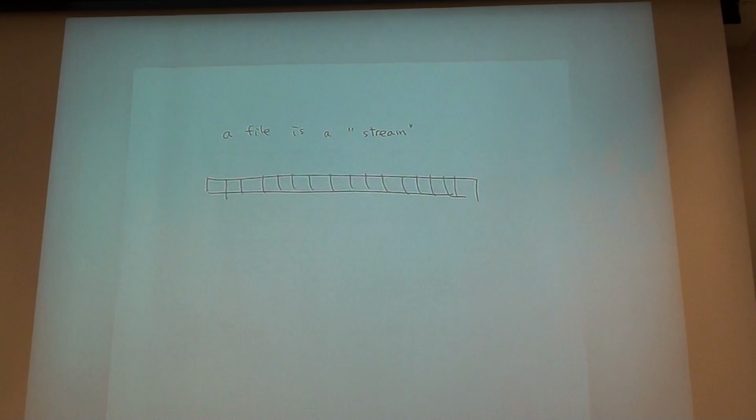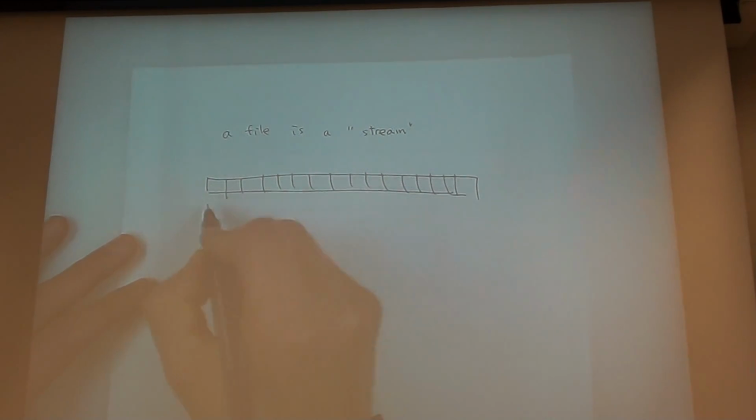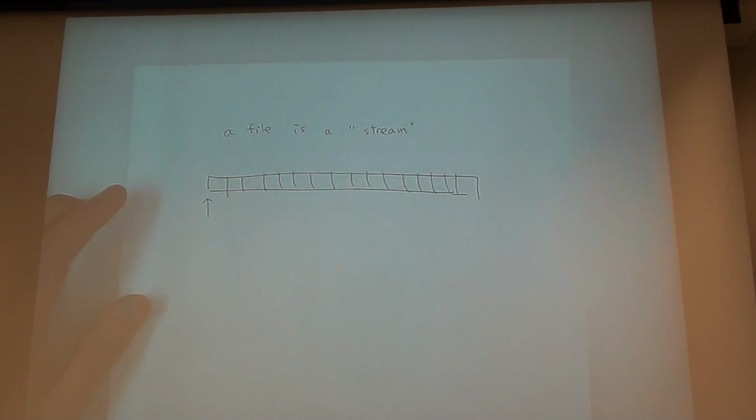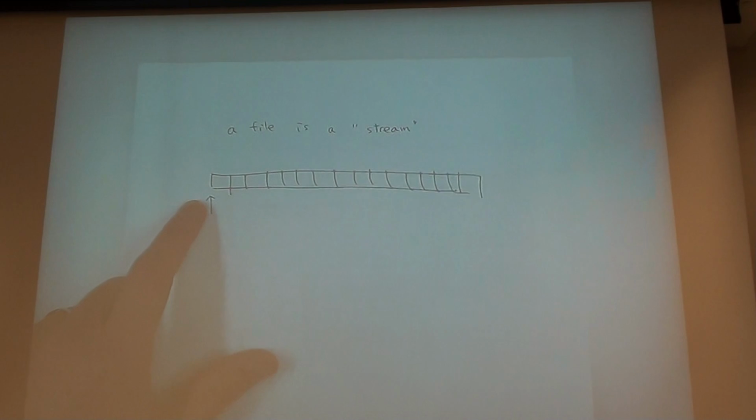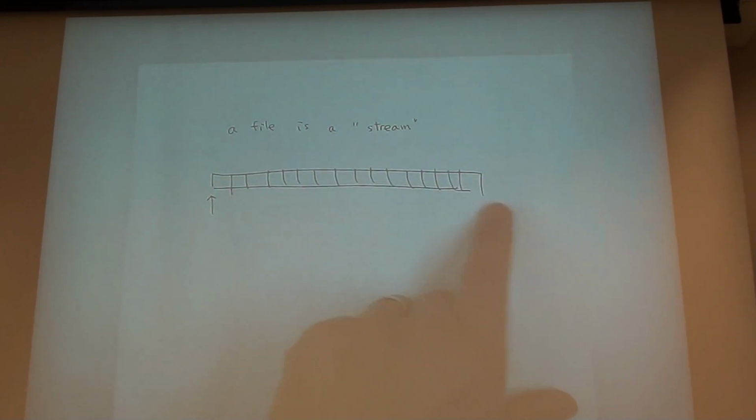When you open a file, depending on whether the man page says it's at the beginning or at the end, there is a marker. You don't need to know how, you can just use it. The operating system takes care of it. If it says the beginning, there's a marker at the beginning. If it says the end, there's a marker at the end.